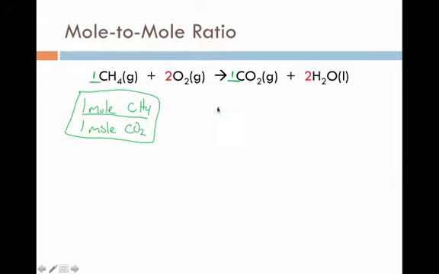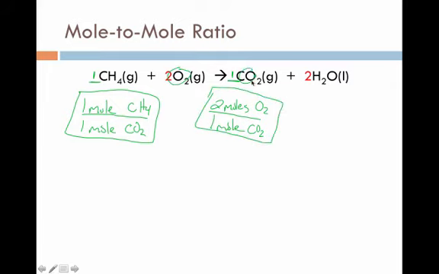Likewise, we can make another one of these. We can say for every 2 moles of oxygen, I would expect to get 1 mole of carbon dioxide, and this would be a different mol-to-mol ratio that will allow us to link together oxygen and carbon dioxide. Depending on the context of the problem itself and what the question is giving you and asking for, you're going to choose which two chemicals to link together, and you'll make a particular mol-to-mol ratio to get the job done.